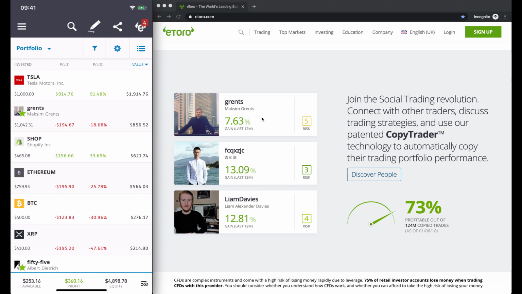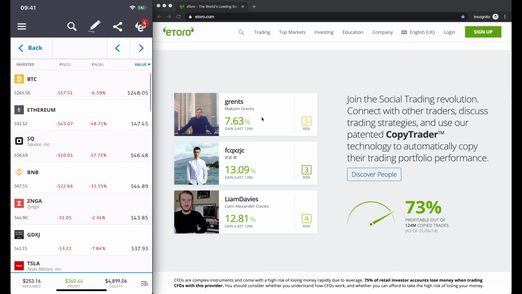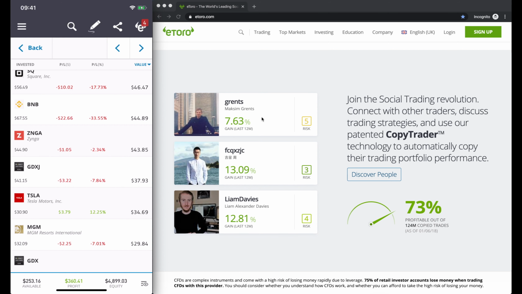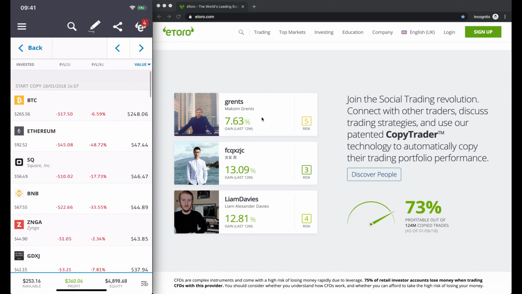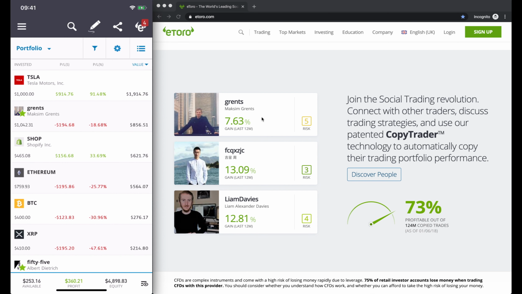Going back to Grant's portfolio, we have a lot of Bitcoin and a range of cryptocurrencies, and we have some normal types of stocks, and we also have the likes of Tesla in the mix as well. That just gives you an indication of the type of investment strategies a given individual employs, and I'll leave it for you to decide whether you want to invest in a given individual or not.